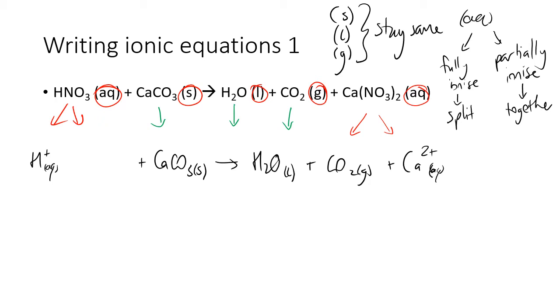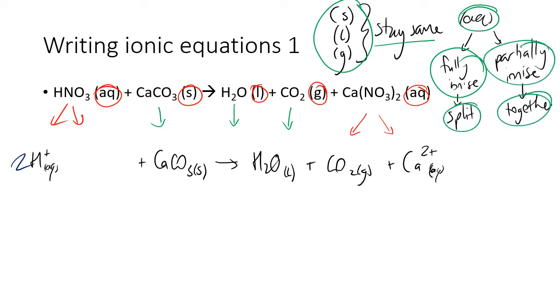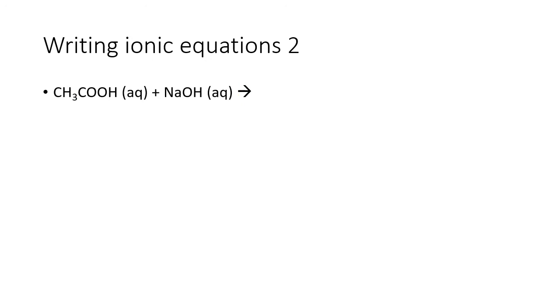We have H plus, CaCO3 solid, goes to H2O plus CO2 plus Ca2 plus aqueous. One more thing. What do you think we need to do to balance the equation? Put a 2 there, and that's done. So you have to remember, solids, liquids, and gases stay the same. Aqueous, if it fully ionizes, you split. If it partially ionizes, you keep it together. Let's have a look at the next.